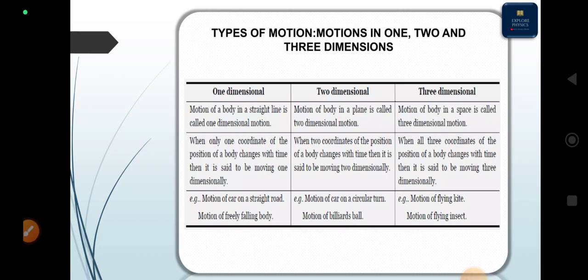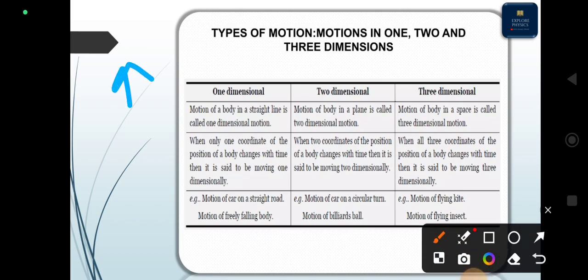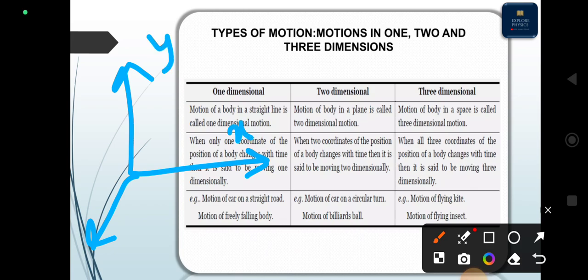Motion of a body in space is called three dimensional motion, in which the x-axis, y-axis, and z-axis, three coordinates of the position, are changing. Therefore we call it a three dimensional figure, and here the region is considered as space. Examples: a figure having length, breadth, and height, like a volume, a three dimensional figure. So the motion of a flying kite, a flying insect, or flying birds can be considered as examples.